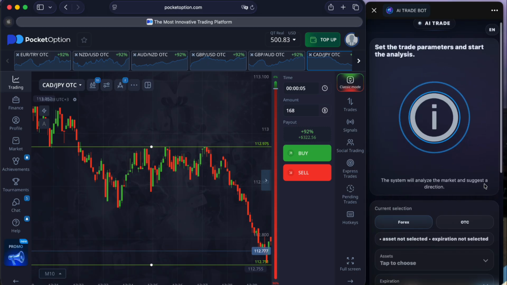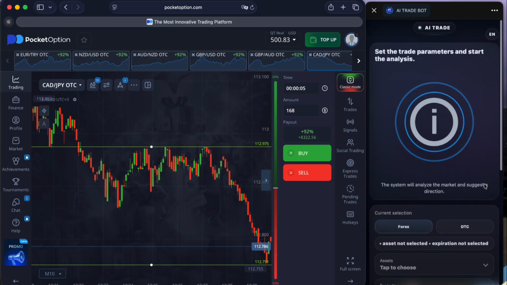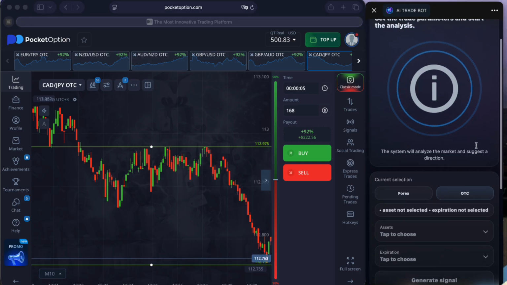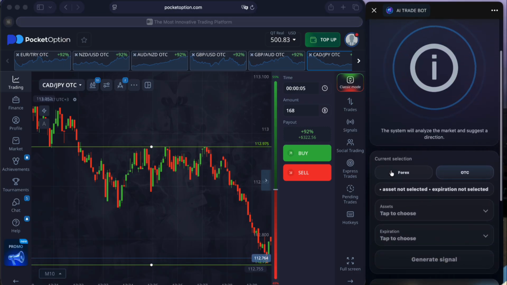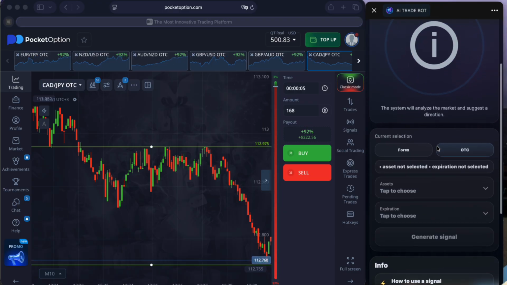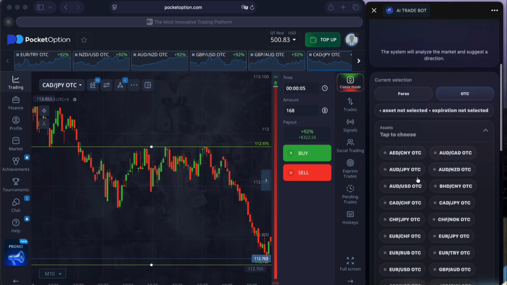After launching it through the Telegram channel, in the trade settings, all we simply need to do is select the trading mode. We're trading in OTC mode, so I'm switching to that. There's also a video about the Forex mode on my YouTube channel. Feel free to check it out and watch that tutorial. But for now, let's move on to choosing our asset.